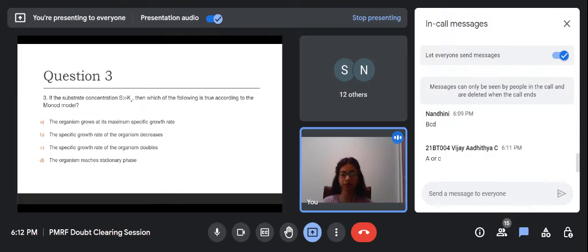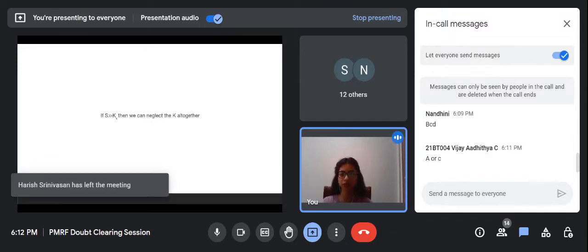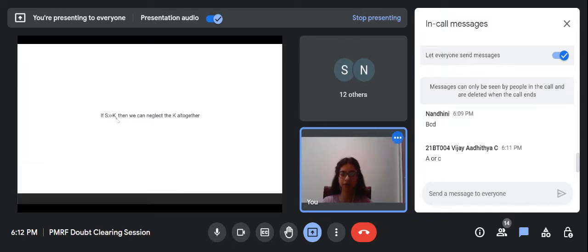So before I move on, what does it imply when you say that the substrate concentration is much higher than the Ks? The double arrows that you see imply the much higher part, right? So if S is much higher, then we can neglect the Ks altogether, right? This is the original formula that you've been given. But in case S is much greater than Ks, we can just ignore the Ks, right?